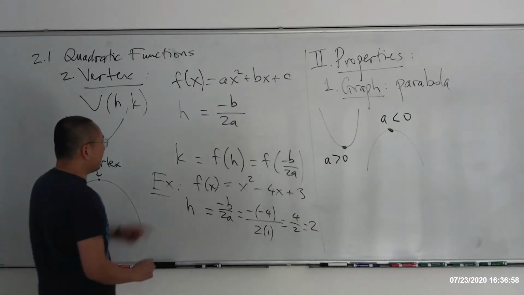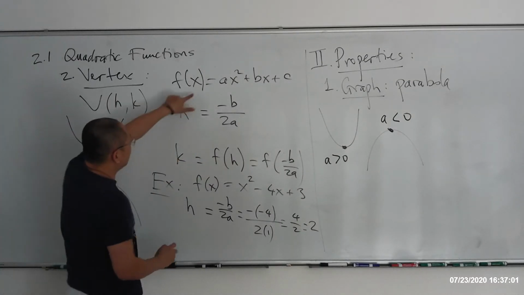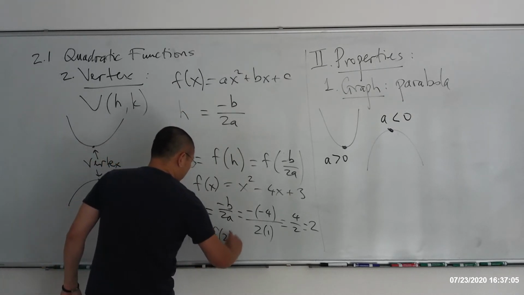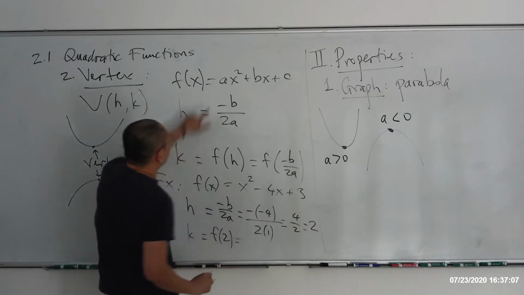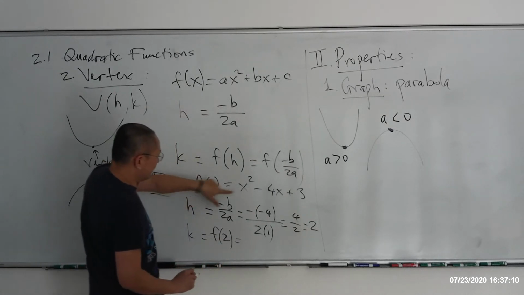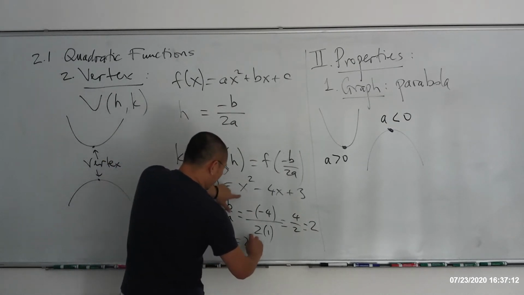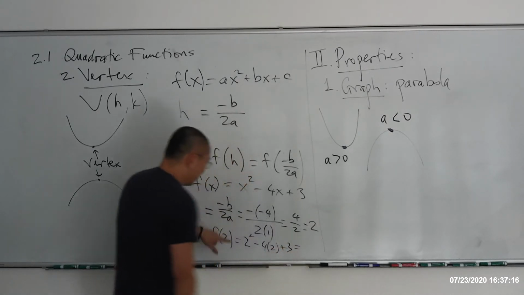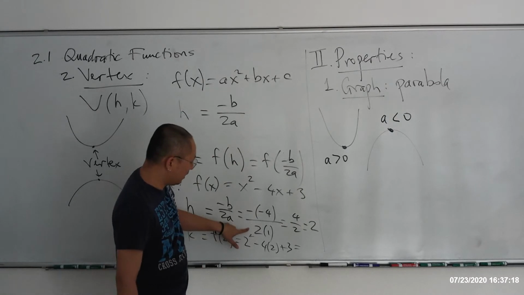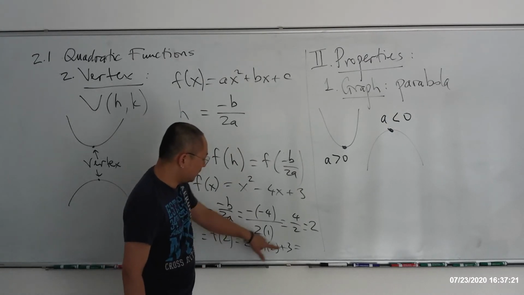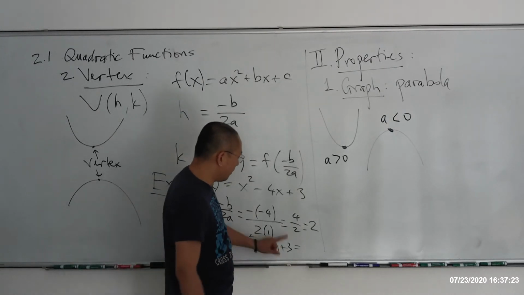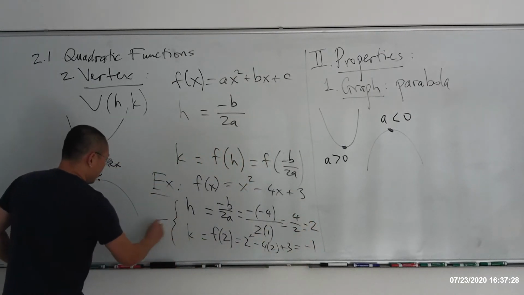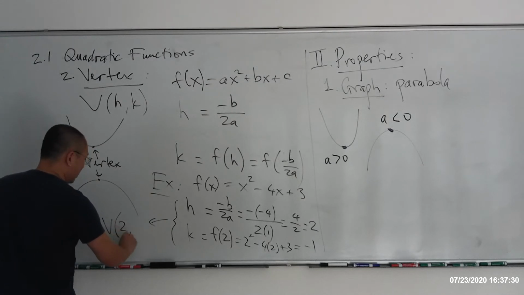After having h ready, you plug into the function to find k. So k is equal to f of 2. This is f of x, so f of 2 is going to be 2 squared minus 4 times 2 plus 3. So let me calculate it quick. 2 squared is 4, minus 8 plus 3. So 4 minus 8 is negative 4, plus 3 is negative 1. So in this particular example, the vertex is at 2 comma negative 1.